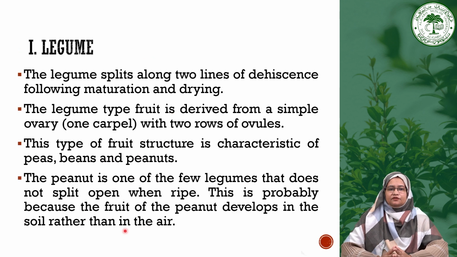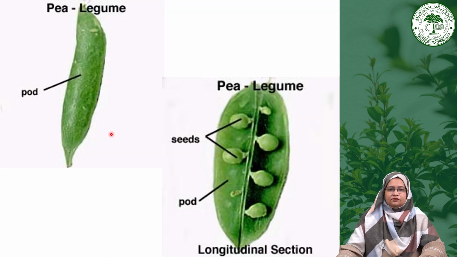So starting from the legume, as we have discussed earlier, they have two lines of dehiscence after maturity, and they develop from one carpel. The examples of legume type of fruit are peas, beans, peanuts. As you can see here, the example of legume, the pea, has a longitudinal section. You can see it can dehisce from the ventral as well as the dorsal surface. You can open the pea pod from both sides, as you can see in these images.